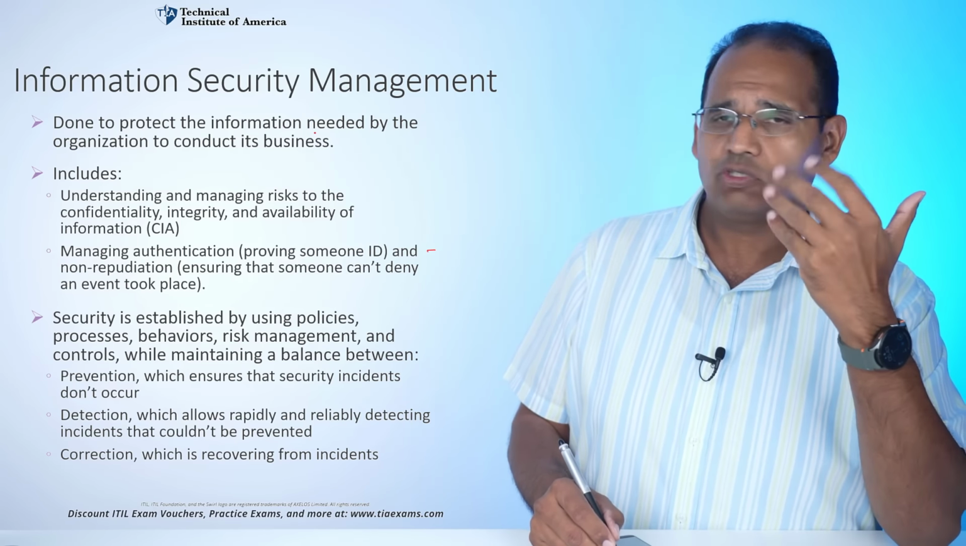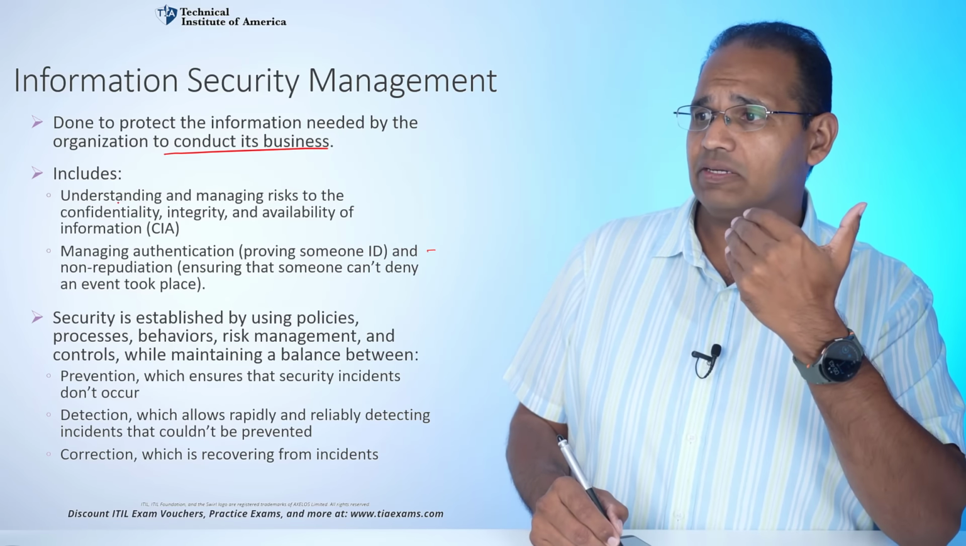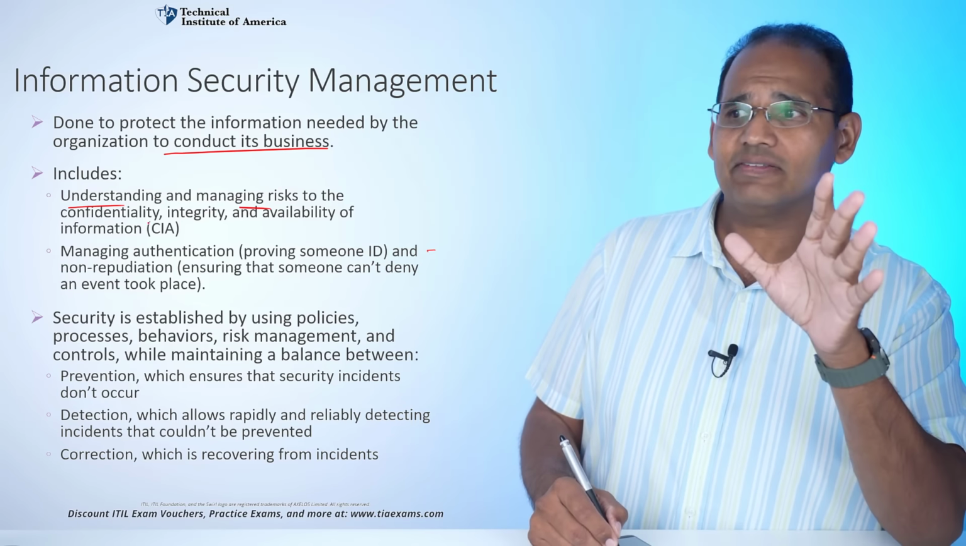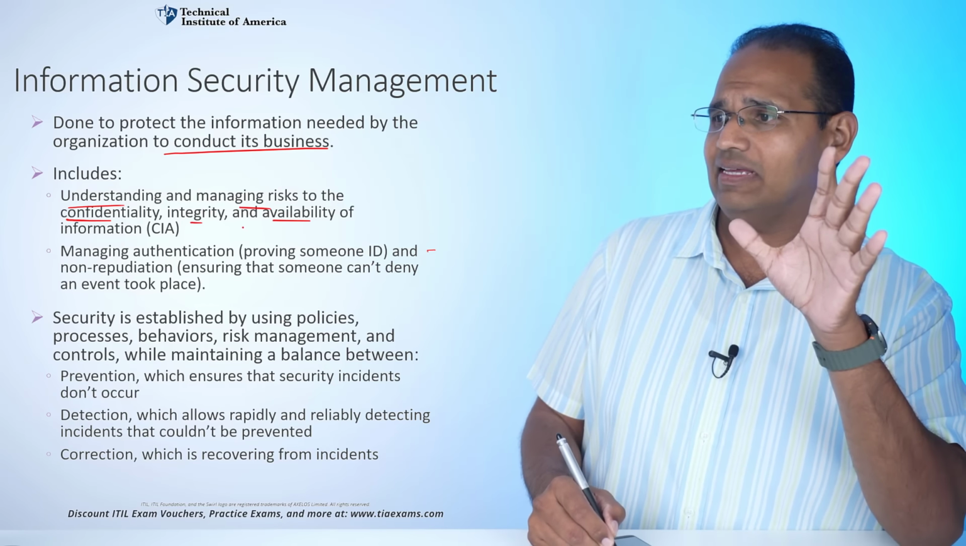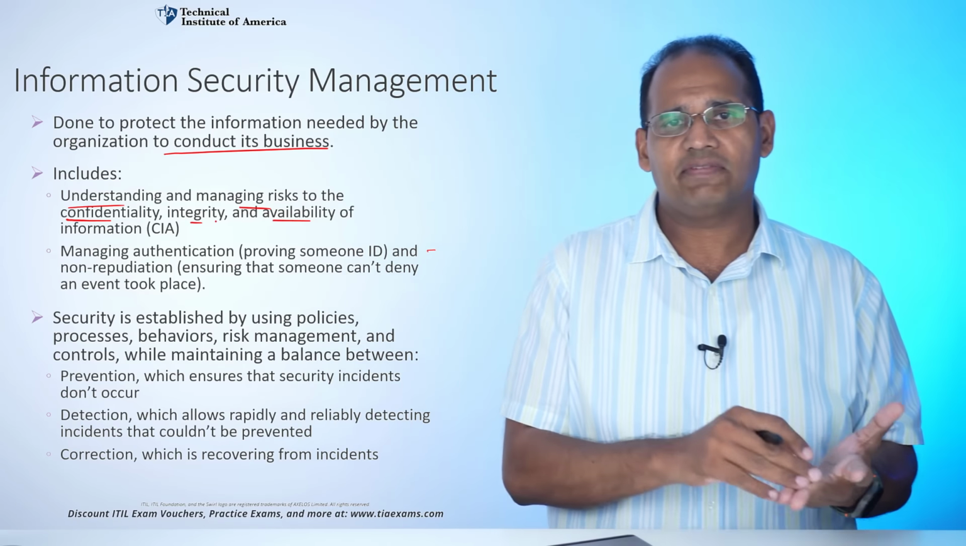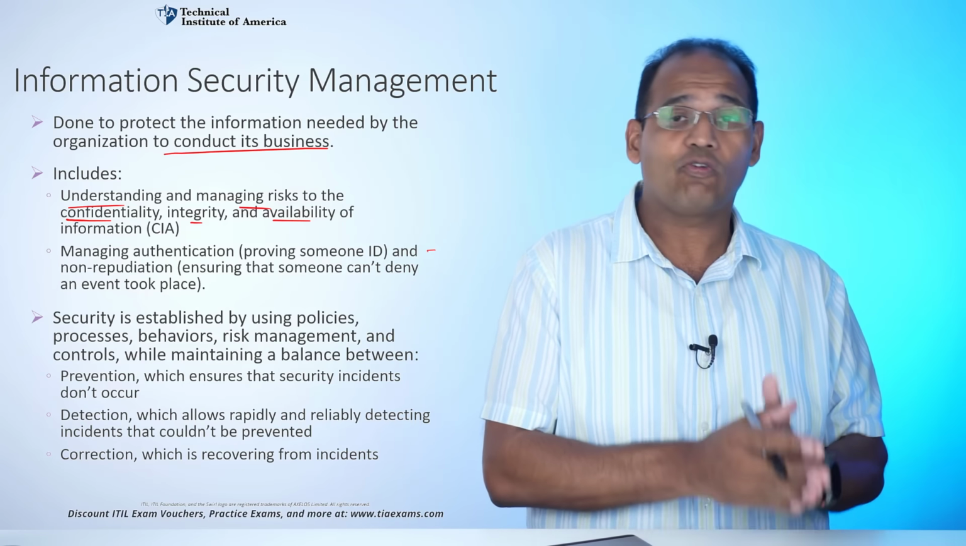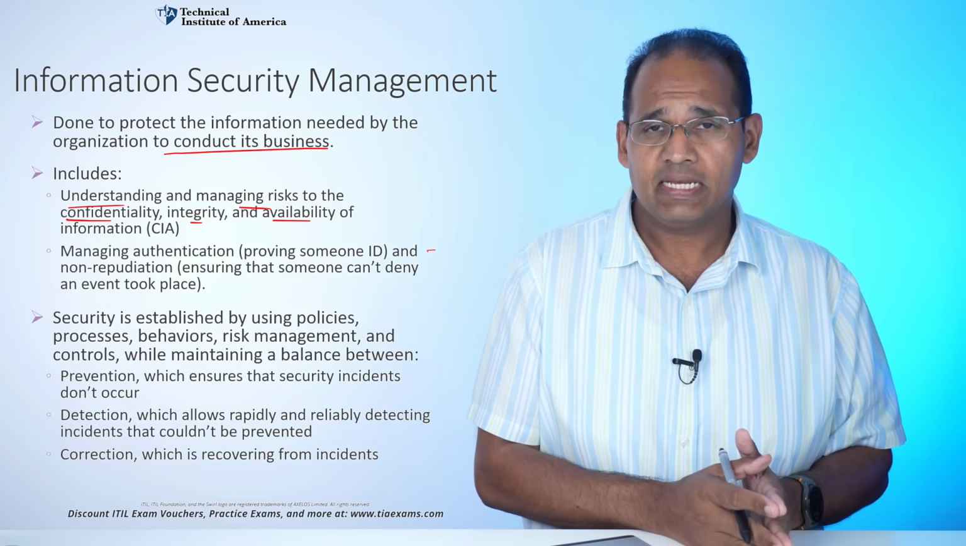Now, there's a couple of quick things here we want to mention. This is done to ensure that the organization can conduct its business. It's about managing and understanding of the CIA. What are we talking about, CIA? So confidentiality, integrity, and availability is what's called the CIA triad, and it is the core of information security.